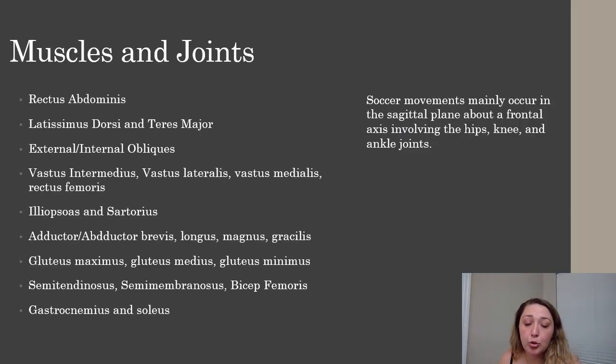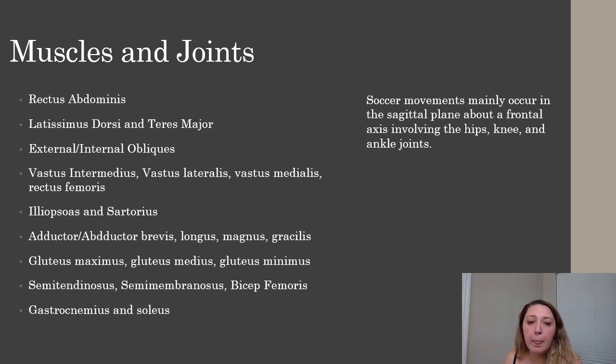Next, we have muscles and joints that are involved in the sport. So soccer is mainly occurring in the sagittal plane about a frontal axis, which usually involves the hips, knees, and ankle joints. So a lot of lower body action will be seen in the soccer sport. Yes, we have involvement from other body parts, such as your arms and your back, but the main focus in the sport is your legs.